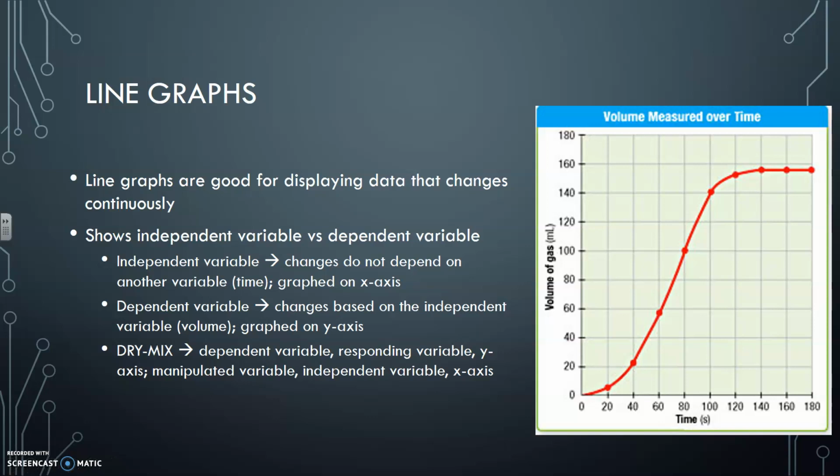Now, your dependent variable is always graphed on the y-axis. So the way to remember that is DRY MIX. DRY stands for dependent variable, or what's also known as the responding variable, on the y-axis. MIX is the manipulated variable, or the independent variable, on the x-axis.